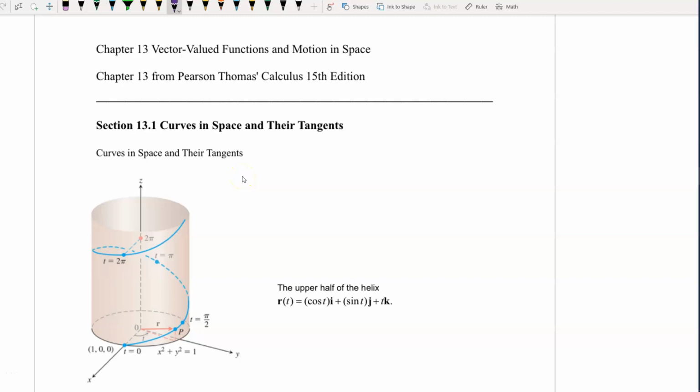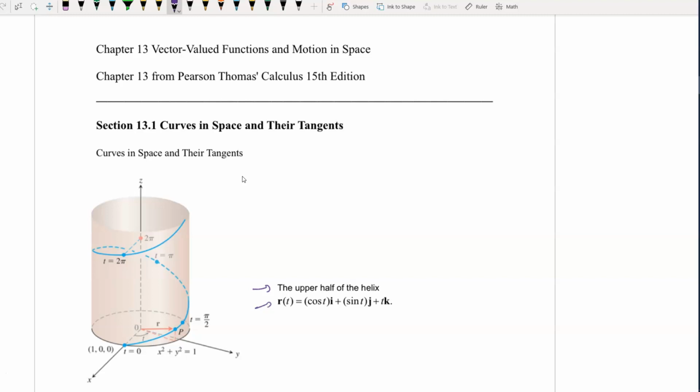Hello everyone, here in this section we have curves in space and their tangents. On this part we have the vector function for the upper half of the helix. This is r of t, equal to cosine t i plus sine t j plus t k.